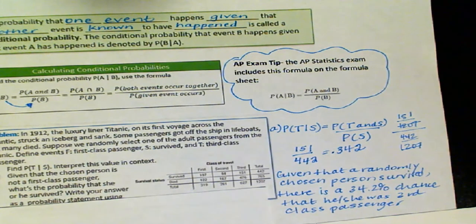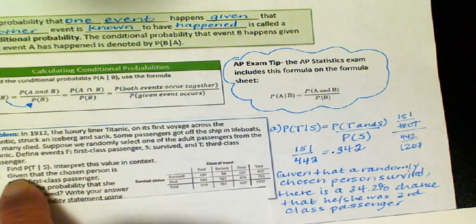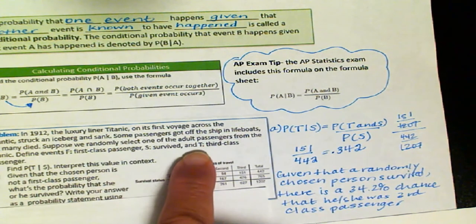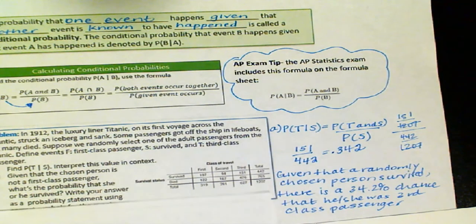So that's part A. Part B: given that the chosen person is not a first-class passenger, what's the probability that she or he survived? Write your answer as a probability statement using correct symbols for this event. That's your given part, that's your conditional.